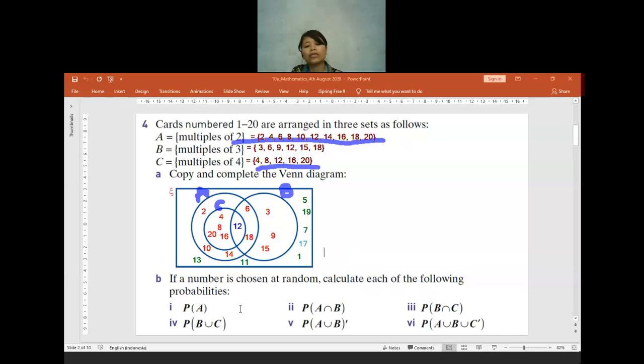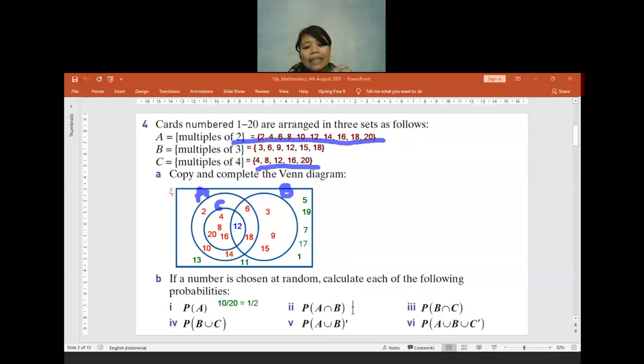If a number is chosen at random, calculate each of the following probabilities. P(A). So what is the probability of getting A? How many members are there inside the circle A? 10. Out of how many numbers in total? 20. So we can simplify it to 1 per 2. Is there anyone who gets confused? No? Okay. If no one is confused, I will move to question 2.